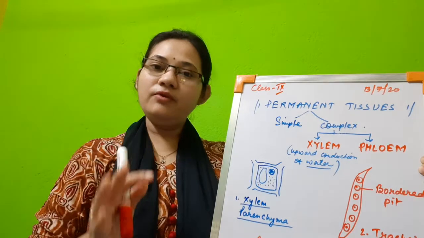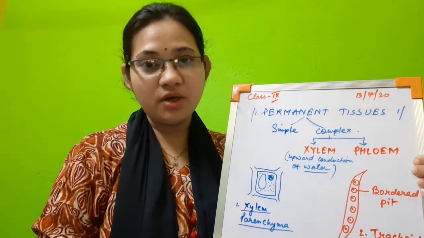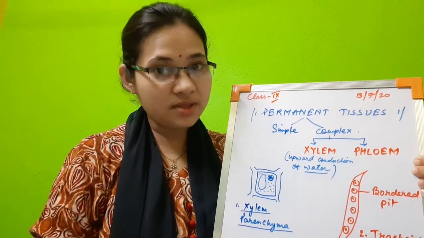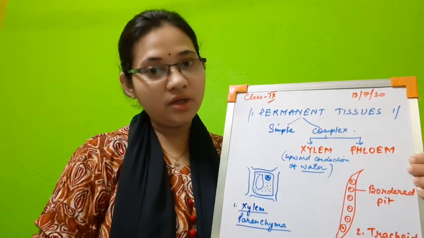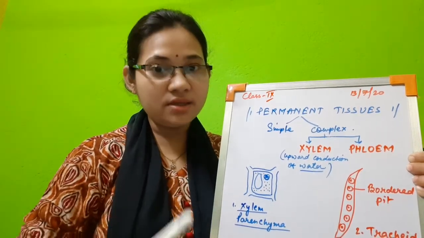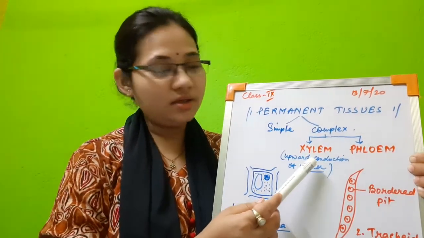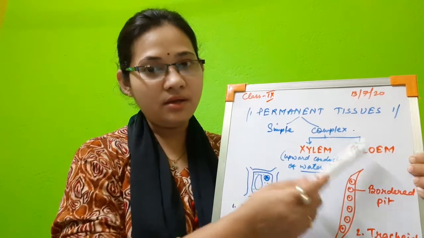Now xylem and phloem are called conducting tissues because they help in conduction of substances throughout the plant's body. Just like we have blood vessels in our body, plants have conducting tissues which are called xylem and phloem.